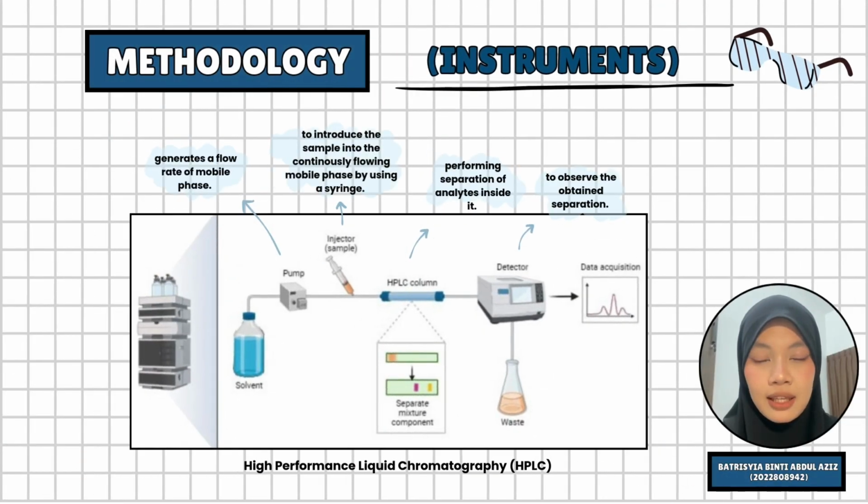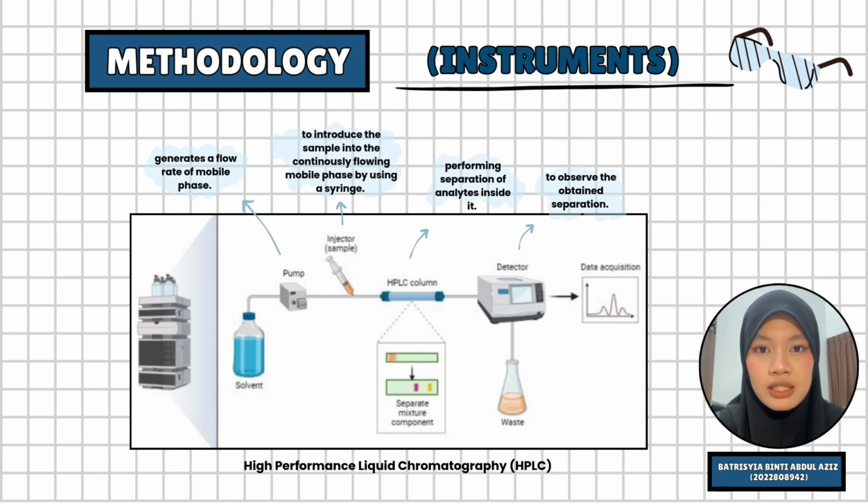I'm going to explain about the methodology of high-performance liquid chromatography. A reservoir holds the solvent called the mobile phase. A high-pressure pump is used to generate and meter a specified flow rate of mobile phase, typically milliliters per minute. An injector is able to introduce the sample into the continuously flowing mobile phase stream that carries the sample into the HPLC column by using a syringe.